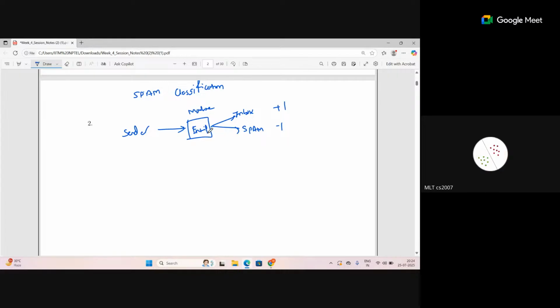Now, on what basis is it deciding? It is based on the text, as an email is full of text. Let us say I give you an email and ask you to categorize whether it will go to spam or non-spam. How will you decide? You'll read the email, read each word, and then feel whether it is correct or not. So I'll tell you one example.